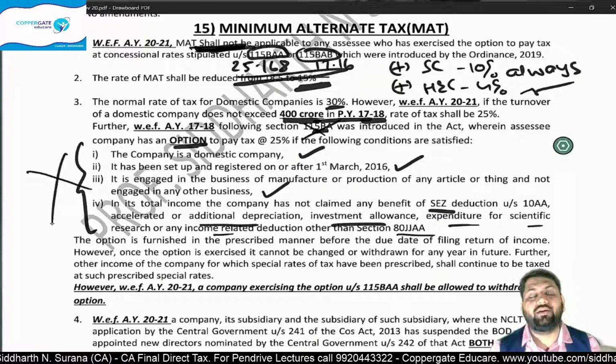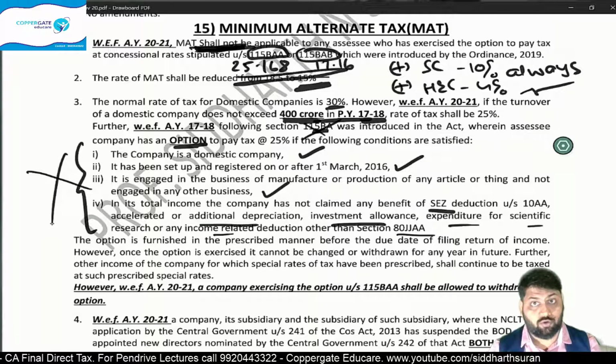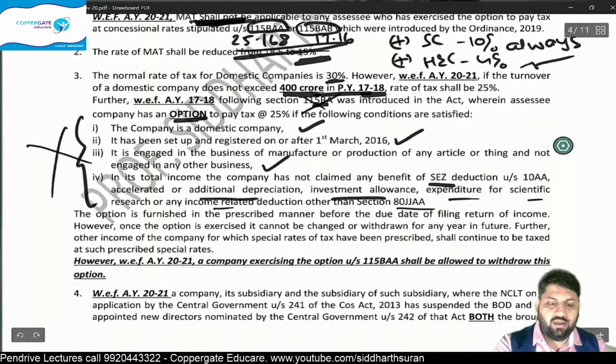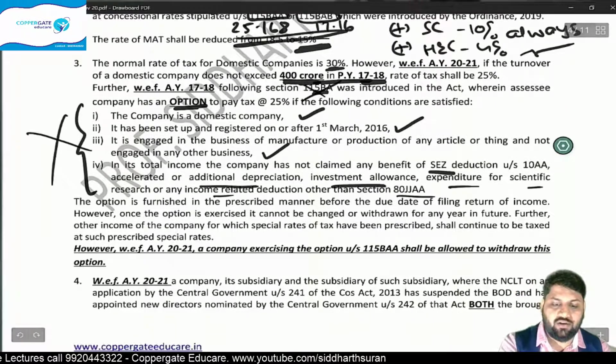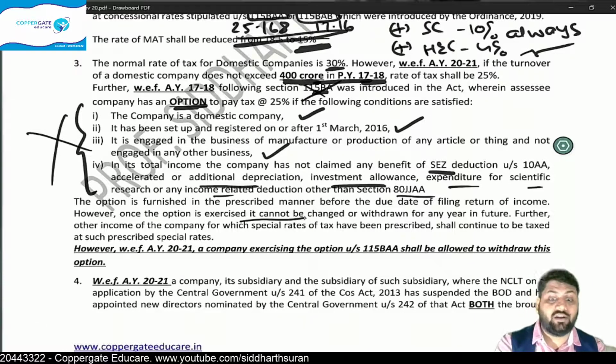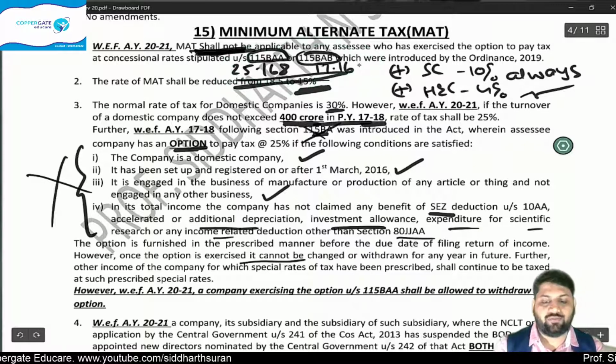The only amendment that is applicable here is domestic company tax rate 30%. But if turnover 2 years ago, that is in 17-18, was up to rupees 400 crore, then we will reduce the tax rate from 30% to 25%. In 115BA, it was stated that once you exercise this option, you cannot change. That same thing is written in the two new sections also, 115BAA and BAB. Once you take this option, you cannot change.